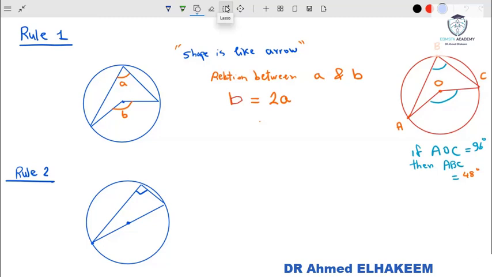Whenever you see this shape, if I name this as C, E, A, this angle A, B, with 90 degrees. Okay?